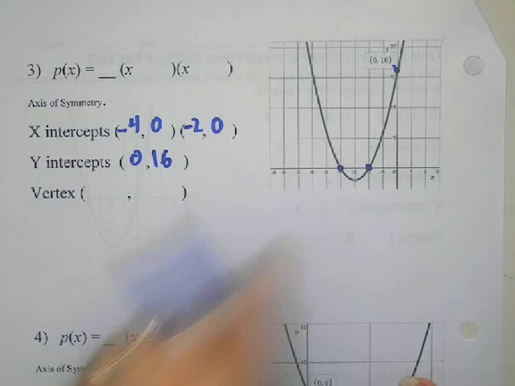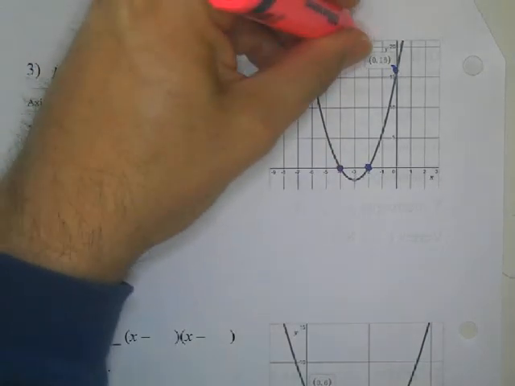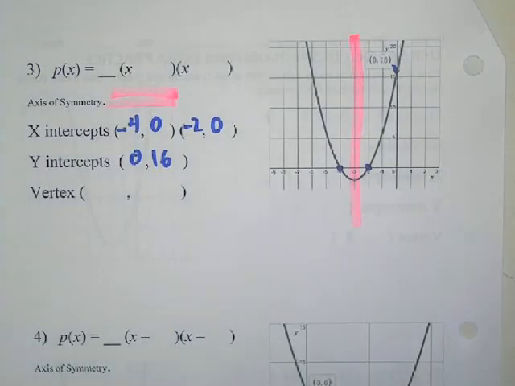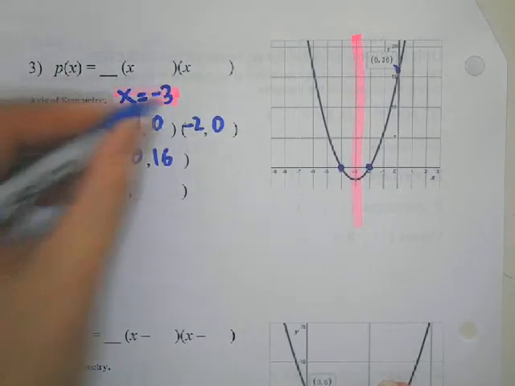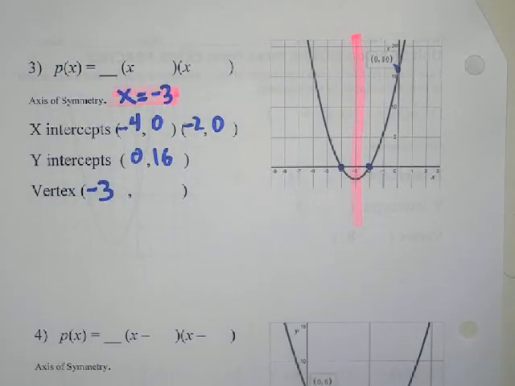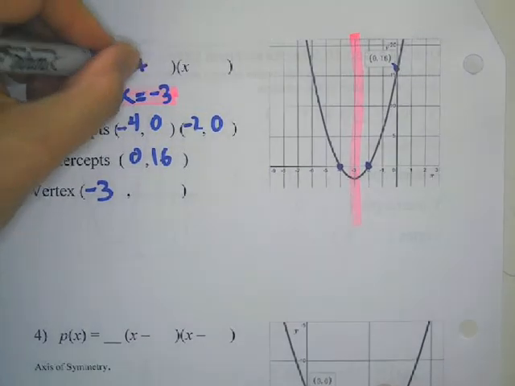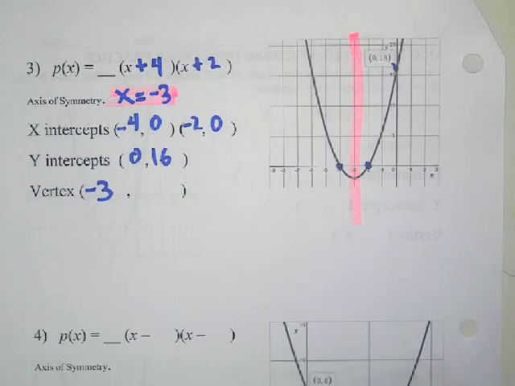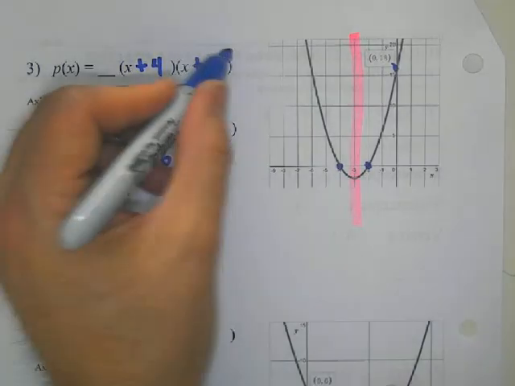Okay, the vertex we know is halfway down on the axis of symmetry. My axis of symmetry is x equals negative 3. And so negative 3 is the x value of the vertex. If my x-intercepts are minus 4 and negative 2, I'm going to have plus 4 and plus 2. Okay, we can fill out all this information without doing any math so far.